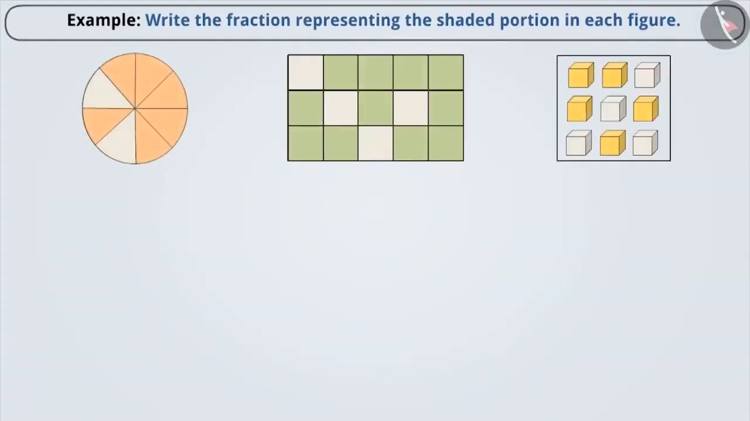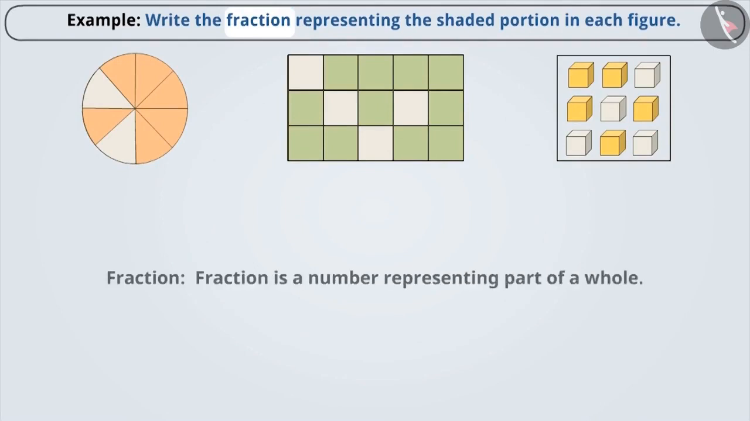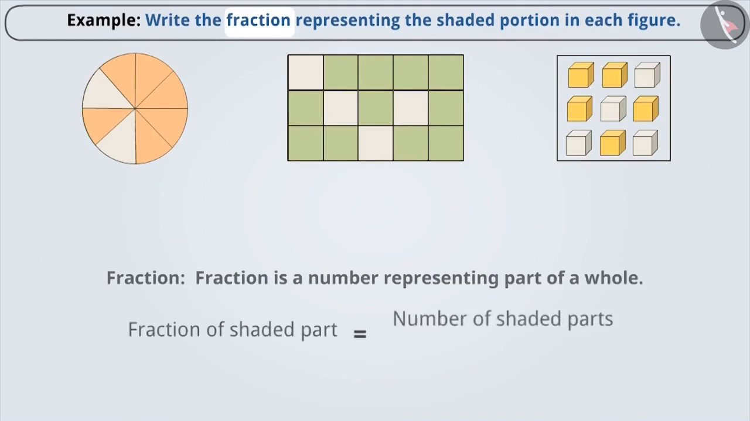write the fraction representing the shaded portion in each figure. In this example, fractions are represented as shaded parts. Let's identify them. You already know that a fraction is a number representing part of a whole. Therefore, the fraction of shaded part is the number of shaded parts by the total number of parts.